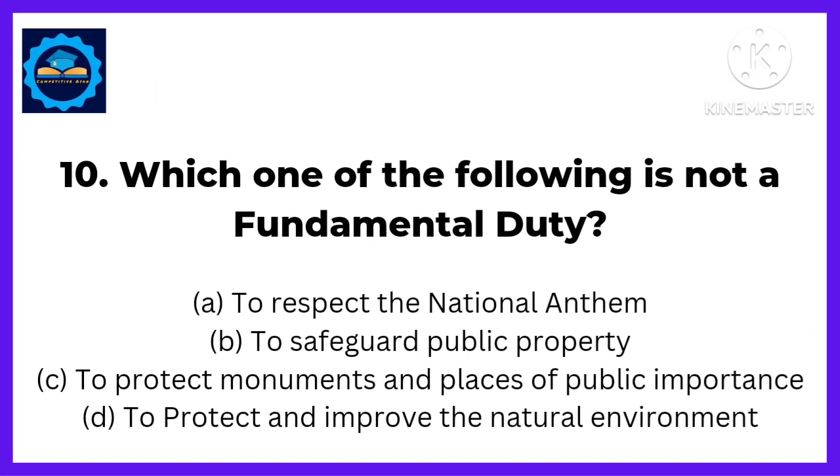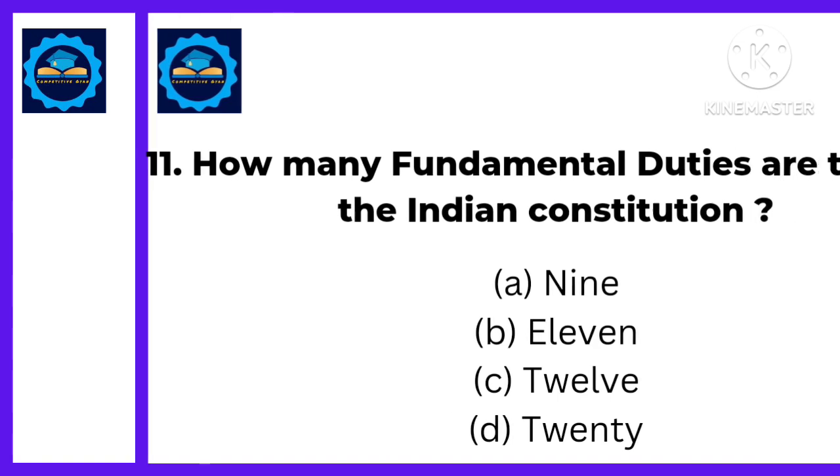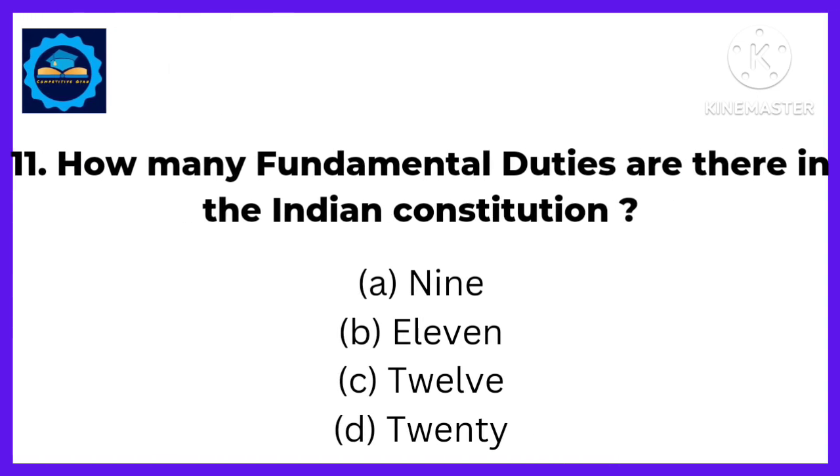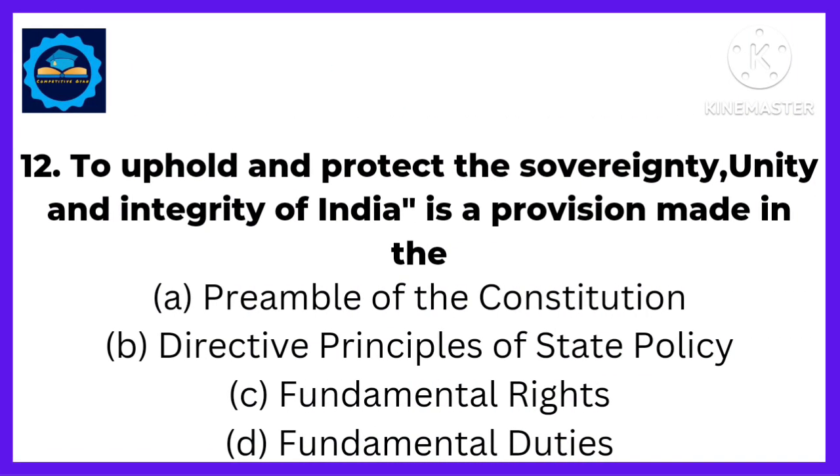Next, which one of the following is not a fundamental duty? Answer. To protect monuments and places of public importance is not a fundamental duty. Next, how many fundamental duties are there in the Indian Constitution? Answer. There are 11 fundamental duties. Next, to uphold and protect the sovereignty, unity and integrity of India is a provision made in the? Answer. It is a provision made in the fundamental duties.